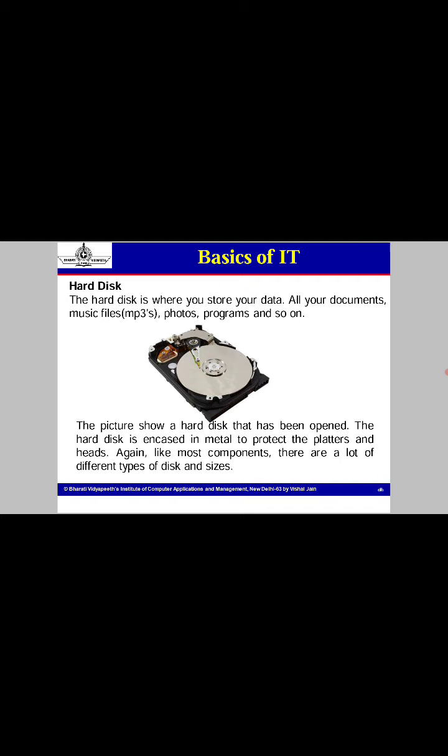Generally, what is a storage unit? It is also called the external memory of a computer. The hard disk is where you store your data, all your documents, files, photos, programs, and so on. The picture shows a hard disk that has been opened. The hard disk is called secondary storage, used to store or record all your programs, documents, files, data, information, software, and so on. It is also called a secondary storage device.